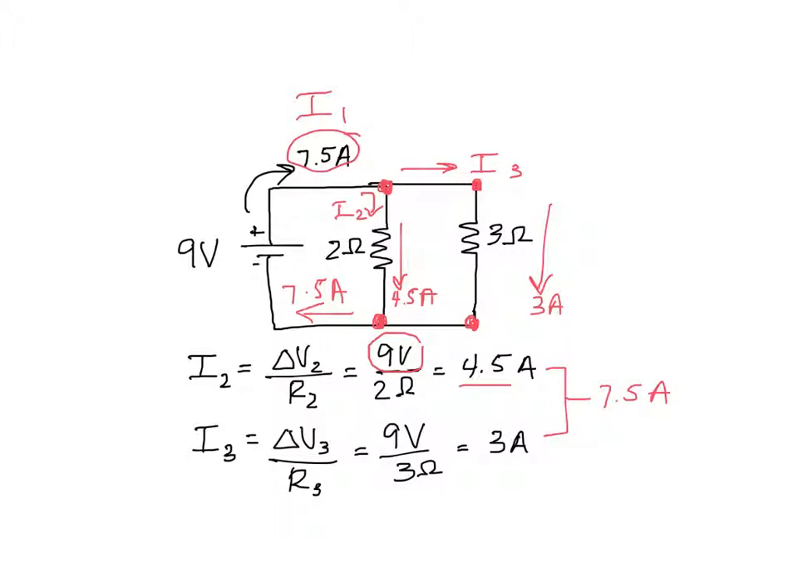So now we know how much current is going through each individual resistor, and we can size the circuit breakers appropriately. Next screencast, I'm going to talk about circuits that have both series and parallel resistors in the same circuit. They're called combination circuits, and I'll show you how to analyze those.